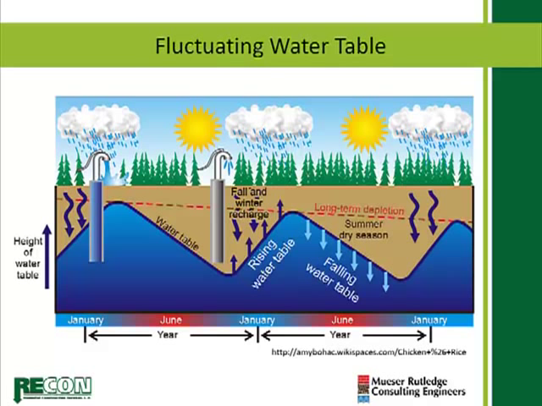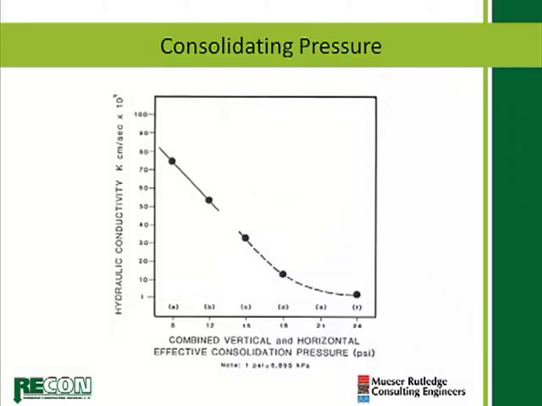Several researchers have discovered that hydraulic conductivity of vertical barrier materials decreases as the effective consolidating pressure increases, leading to varying hydraulic K values along the depth of a trench.